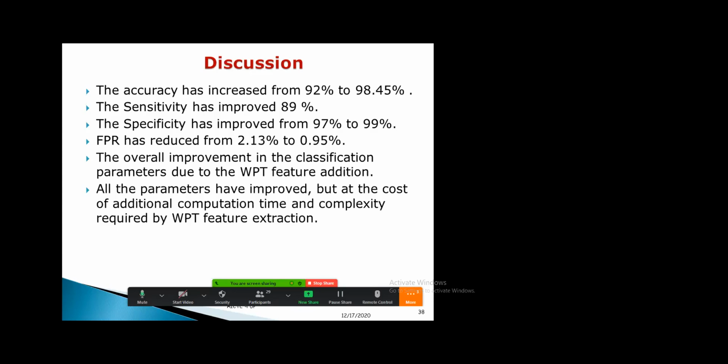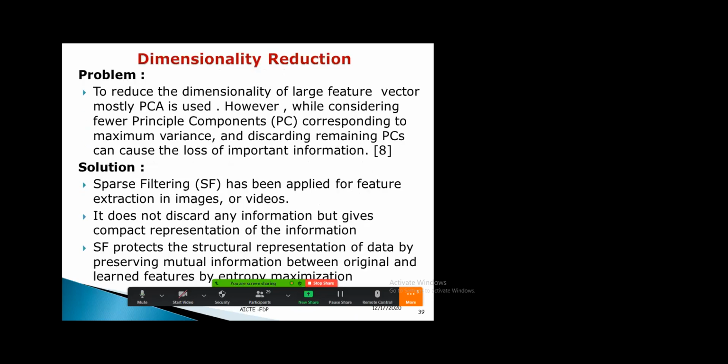We used this WPT with the normal LDA and SVM classifiers, and all the parameters improved, but at the cost of additional computation time and complexity. So we began to think how we can reduce this without affecting our information. We were searching for dimensionality reduction, and we found a different type of filtering that's called sparse filtering.